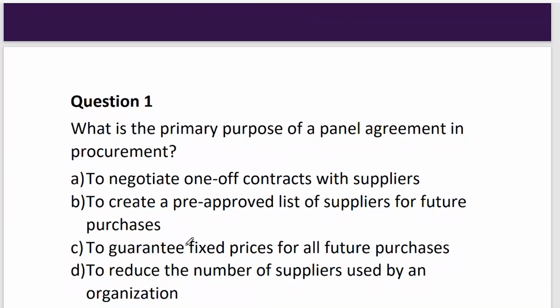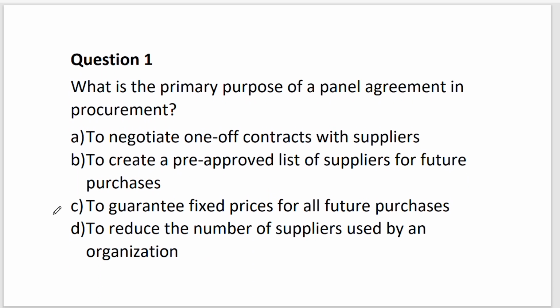What is the primary purpose of a panel agreement in procurement? Is it to negotiate one-off contracts with suppliers? Is it to create a pre-approved list of suppliers for future purchase? Is it to guarantee fixed prices for all future purchases, or to reduce the number of suppliers? Well, it's actually to create a pre-approved list. So a panel agreement, again I'll repeat, is still a framework agreement, only that now you have several suppliers, right?